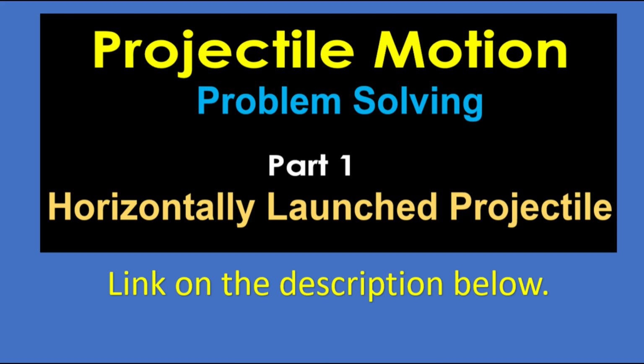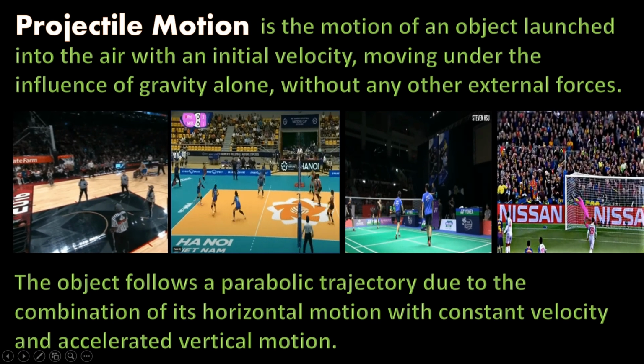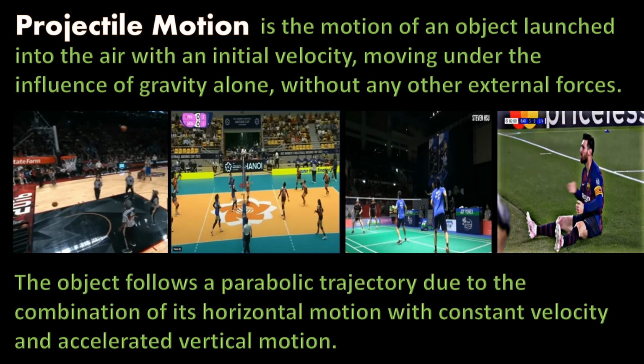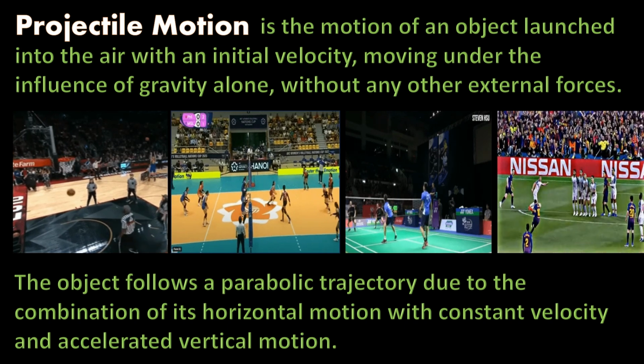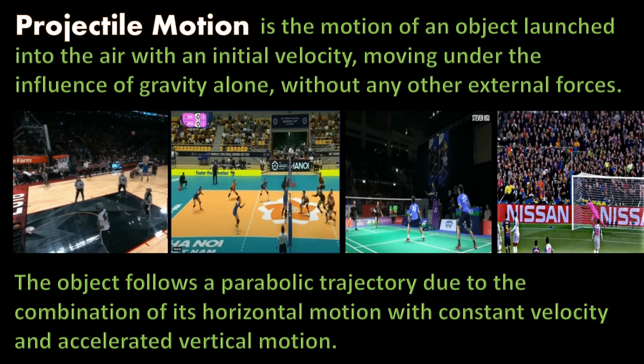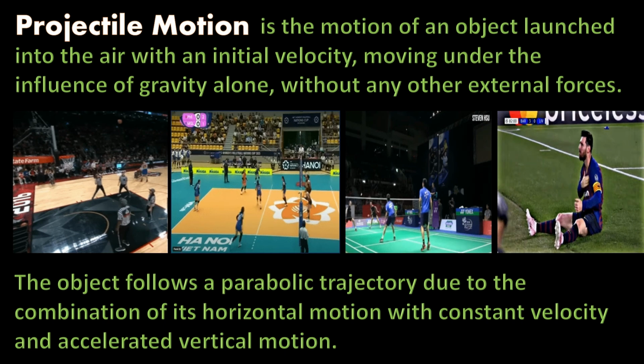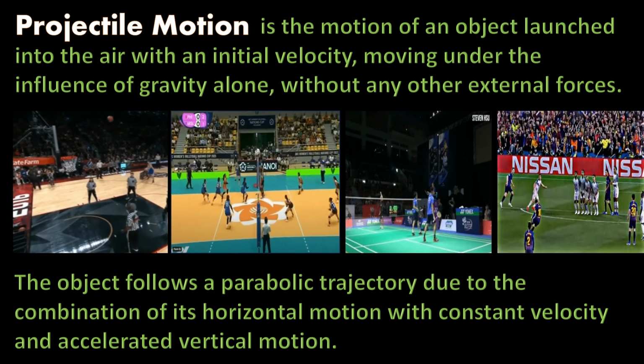The first part of the problem-solving tutorial on horizontally launched projectiles is available on the link below. Projectile motion is a motion that follows a curved path due to the combination of constant velocity horizontal motion and vertical motion with constant acceleration. Ideally, it assumes that only the force of gravity is acting on the object for the entire motion.